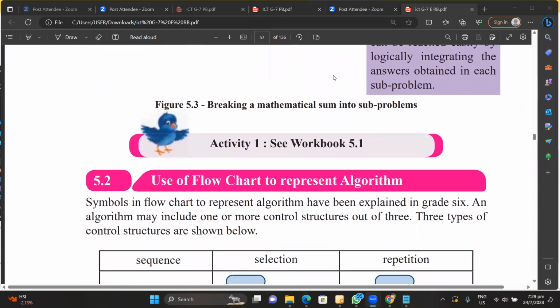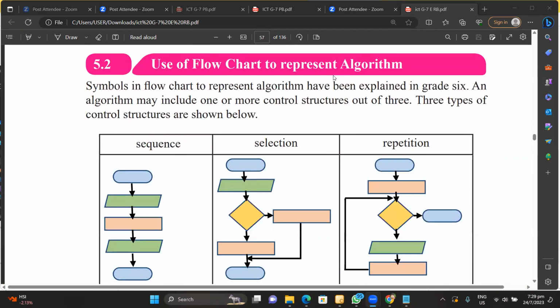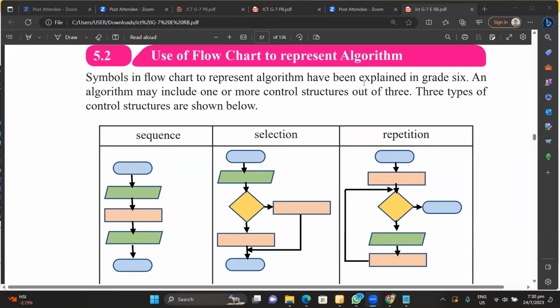Okay, now so use a flow chart to represent an algorithm. What is an algorithm? Can anybody tell me what is an algorithm? Yes. Step-by-step instructions. Very good. It is step-by-step instructions to solve a problem, right? You have to tell like that. So that you call an algorithm. Algorithm is a mechanism, a way to solve a problem.